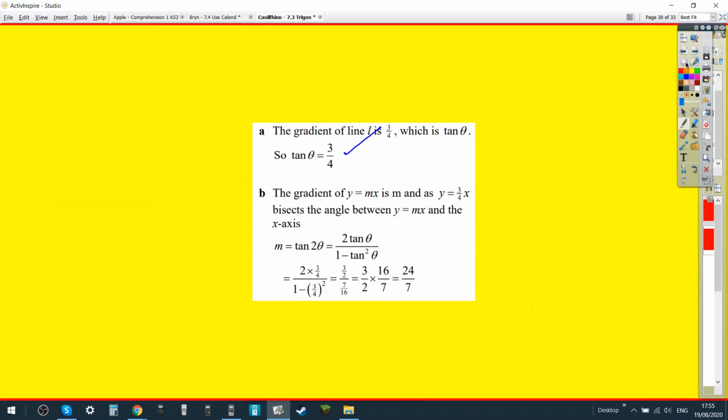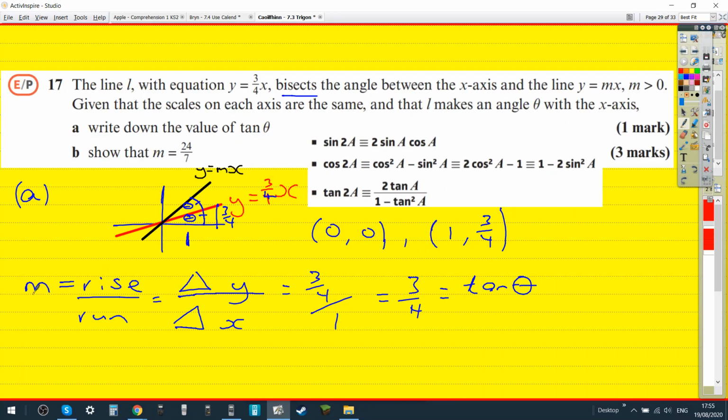Yes. It's the gradient. It's the change in y over change in x. For every 1 right, it goes 3 quarters up because it's the gradient. Opposite over adjacent is 3 quarters divided by 1. Tan theta is 3 quarters. Okay. Find or show that m is 24 over 7.